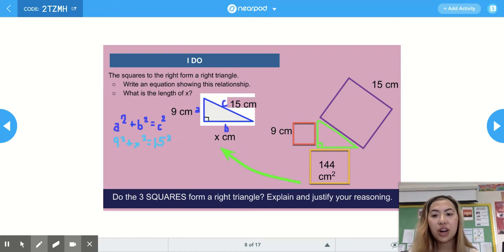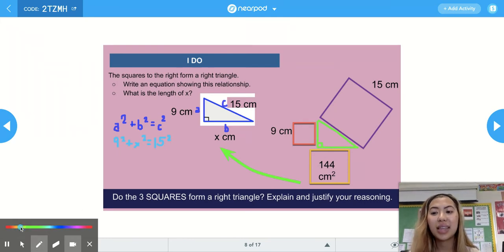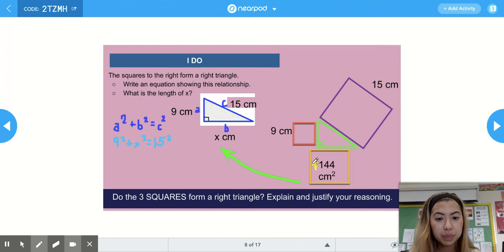So to figure out the length of x, we have the area, 144 centimeters squared. To find the side length, I'm going to have to square root it. So the square root of 144 is 12 centimeters. So that answers the second question, because 12 times 12 makes 144. So that means that the side length, x, is 12.